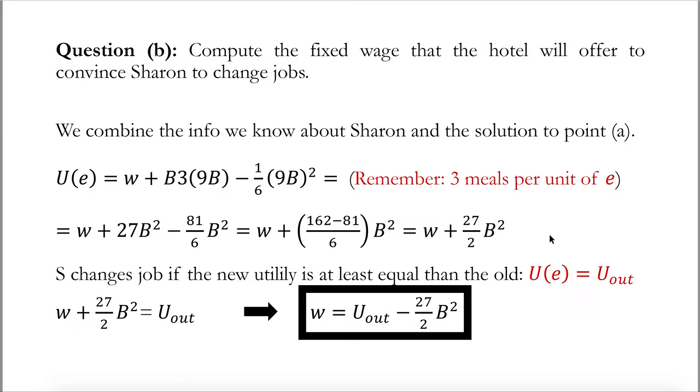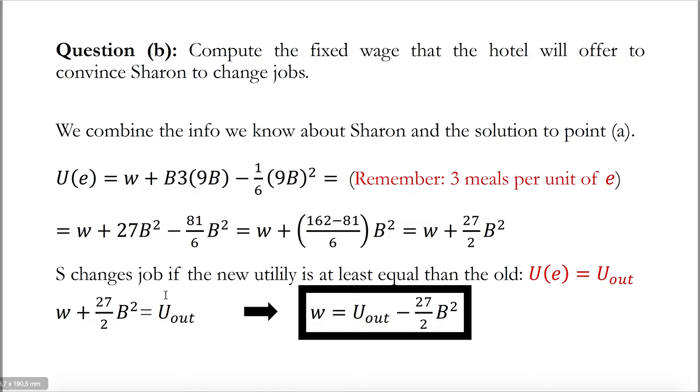And in this case, for us, advantage means utility. So the utility under the new contract is going to be at least the same as the utility of the previous contract, the current contract that Sharon has, then she's going to consider moving from the restaurant to the hotel to work.